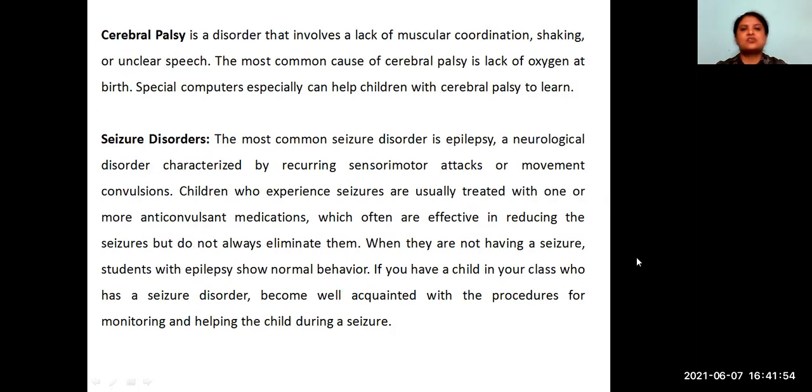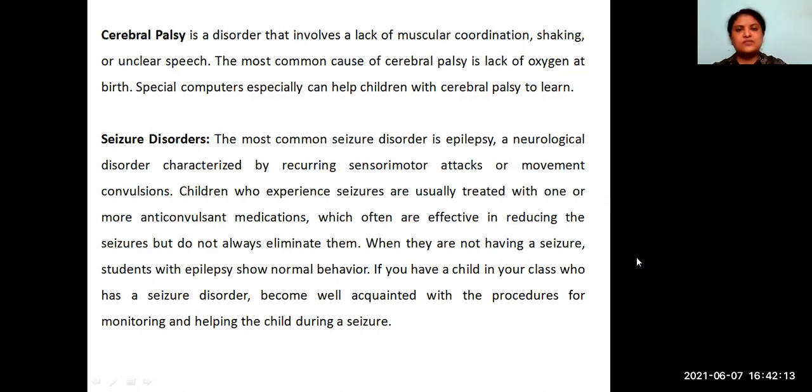Cerebral palsy is a disorder that involves a lack of muscular coordination, shaking, or unclear speech. The most common cause of cerebral palsy is lack of oxygen at birth. Special computers, especially, can help children with cerebral palsy to learn.